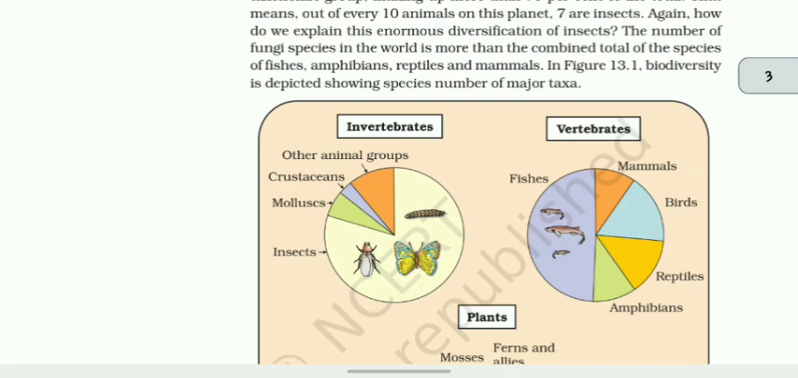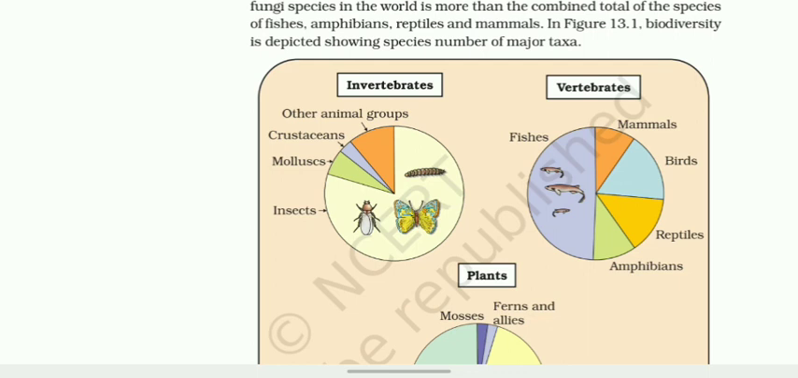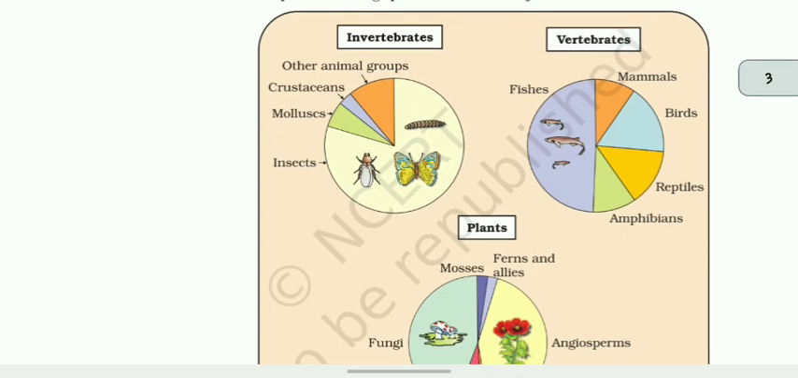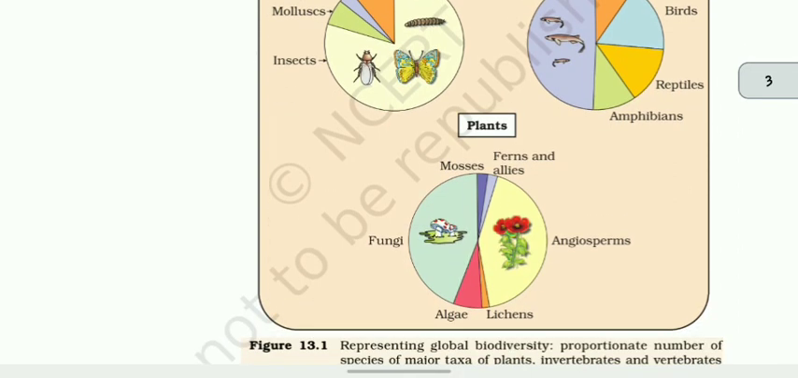The number of fungi species in the world is more than the combined total of the species of fishes, amphibians, reptiles and mammals. In figure 13.1, biodiversity is depicted showing species number of major taxa. Here is a diagram, here is a figure, you can have a look.